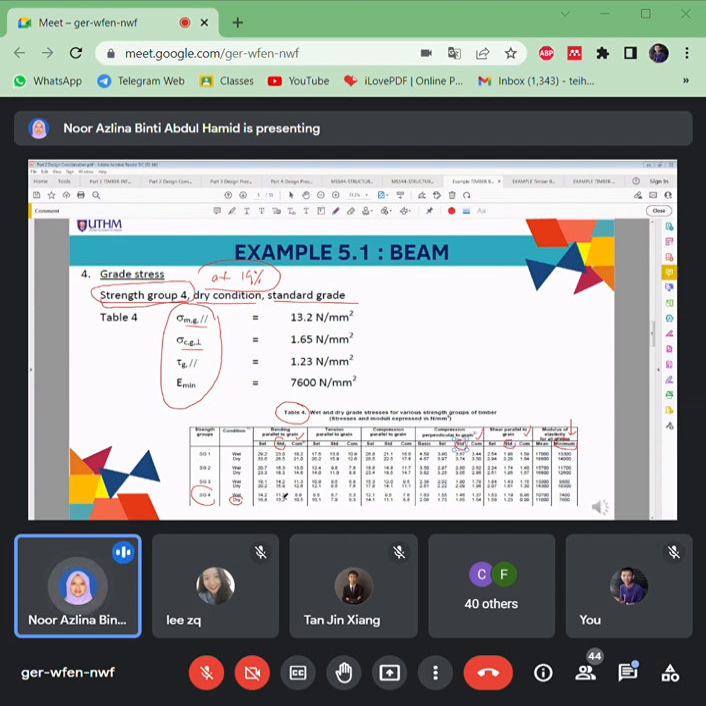So that means bending spiral to grain is 13.2. So compressions perpendicular to the grain is 1.64. Okay, so just extract from this table, because you will do the checkings for bending, checkings for the compressions, which is actually checking for the bearing, and then checking for the shear for timber beams. At the same time, also checking for the deflections.